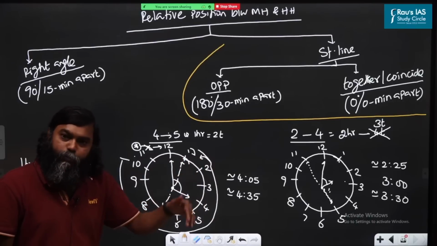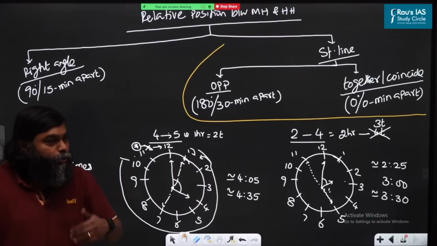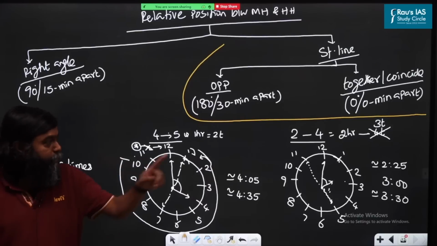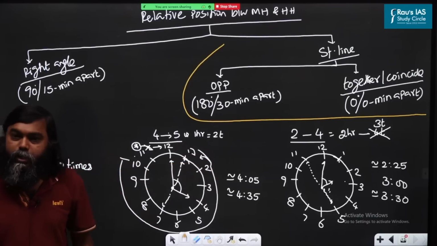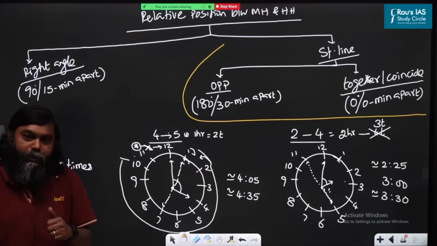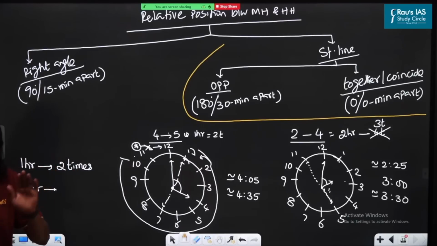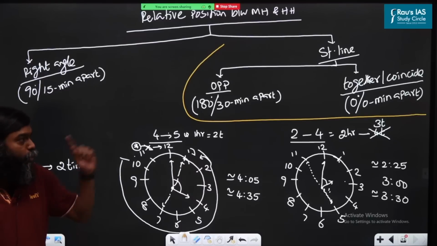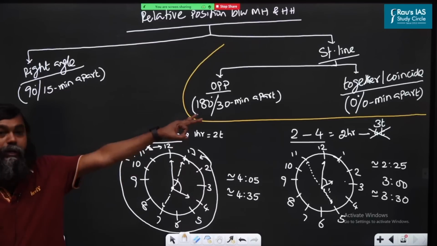From 2 to 3, how many times is there a right angle? 2 times. What time? 2:25 and 3. 2:25 is approximate. Understood? Between 3 and 4, how many times is there a right angle? What time? Approximately 3:30. From 3 to 4, how many times? 2 times. From 2 to 4, how many times? 3 times, not 4 times.